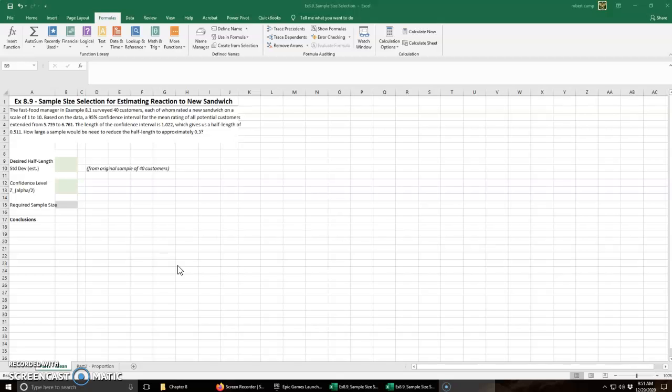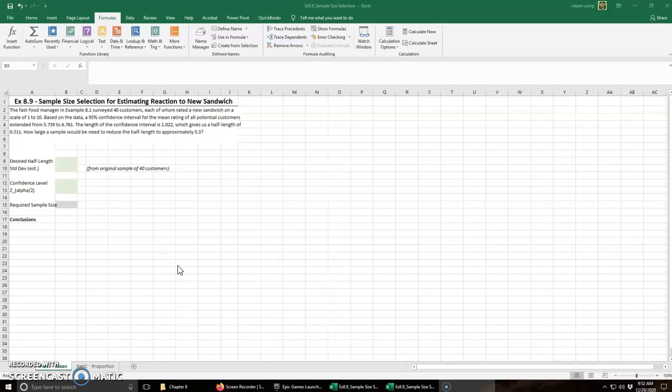Based on the data we already calculated, we had a 95% confidence interval for the mean of all potential customers that went from 5.39 to 6.761. The distance between the minimum and the maximum is the confidence interval, and that distance is 1.022, which gives us a half length of 0.511.